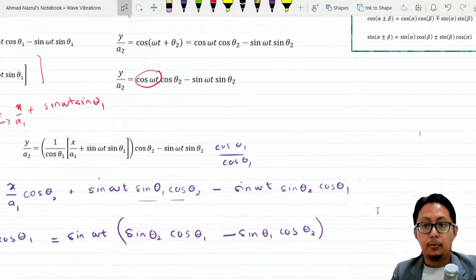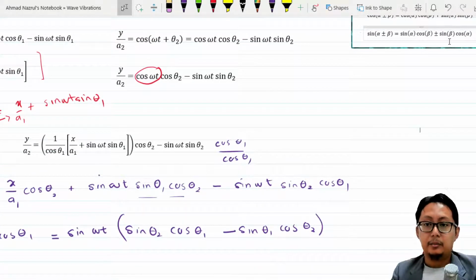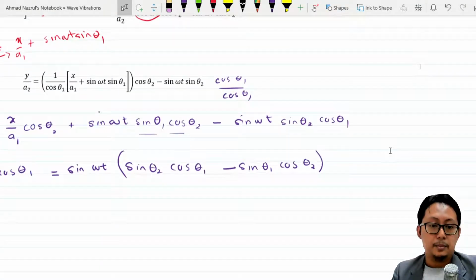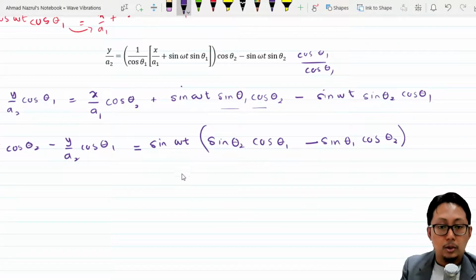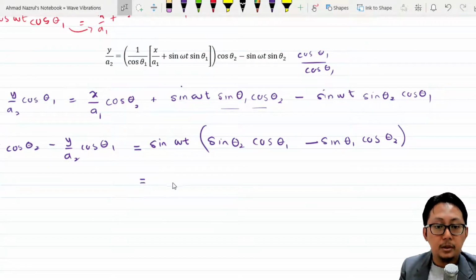Okay, so sin A cos B minus sin B cos A, so the answer will be sin(A minus B). A right now is theta 2. So we have here sin omega t sin(theta 2 minus theta 1).